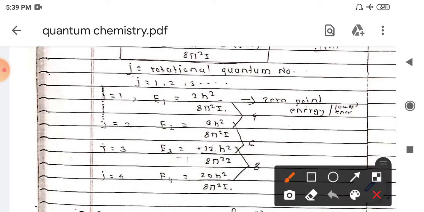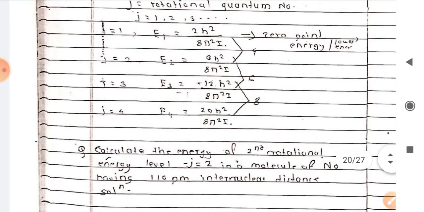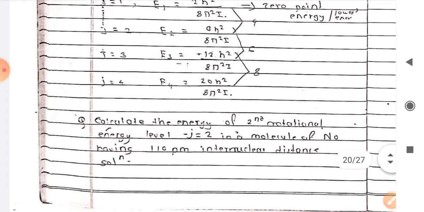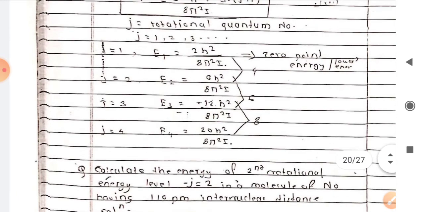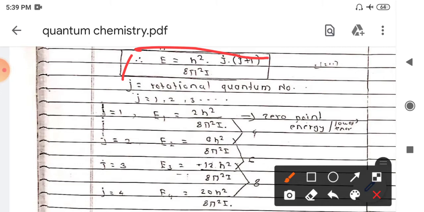So you can see there is a repeating pattern for the rigid rotor: here the difference is 4, here the difference is 6, here the difference is 8. So this difference is constant. But in actual practice we don't find this constant difference, and how it differs we can study in detail in molecular spectroscopy. Here we just need to concern ourselves more with this equation and its solution.